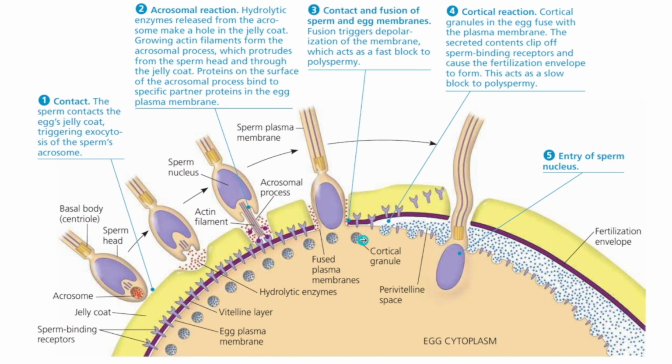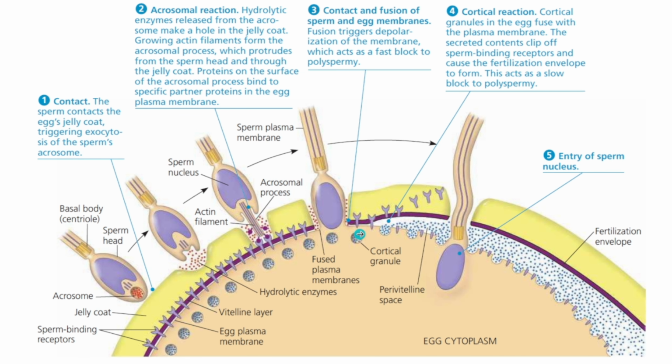So it starts to trigger the cortical granules to fuse with the plasma membrane of the egg. Once they have fused with the plasma membrane of the egg, they will release the enzyme to the space between the plasma membrane and the zona pellucida. This we call the cortical reaction. Meaning that cortical granules in the egg fuse with the plasma membrane, and this will clip off the sperm binding receptor and cause the fertilization envelope to form. This acts as the slow block to polyspermy.